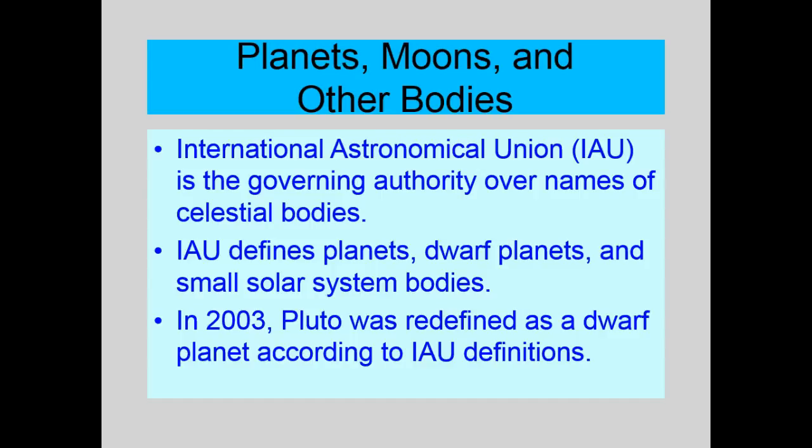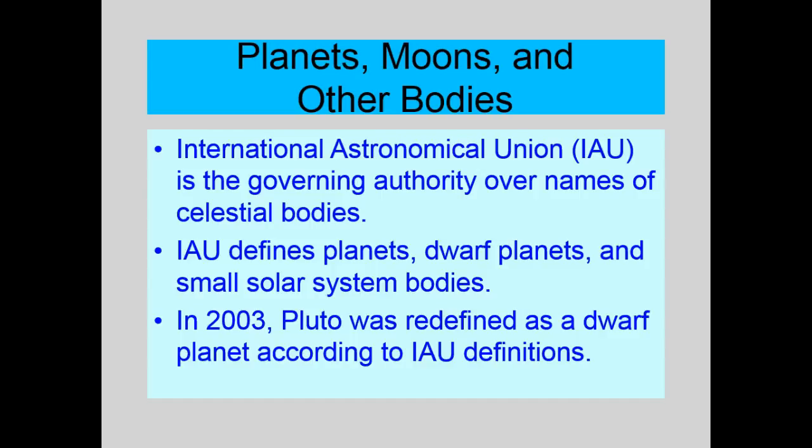They also define what's a planet and what's not, what's a dwarf planet as opposed to a planet, and what the other smaller solar system bodies are or not. Now, one of the big deals for this is in 2003, the IAU took Pluto off of being a planet and made it a dwarf planet. It was redefined as a dwarf planet according to those IAU definitions.